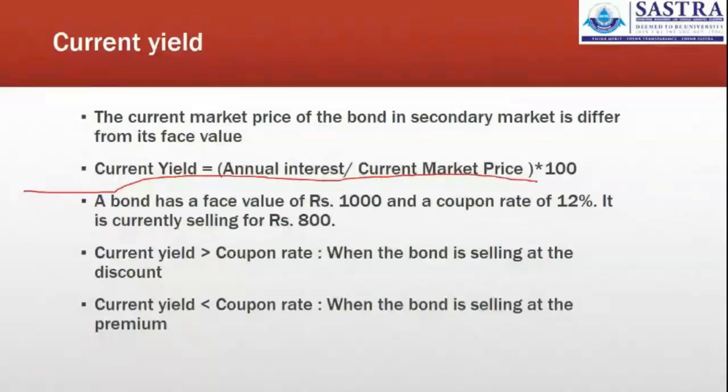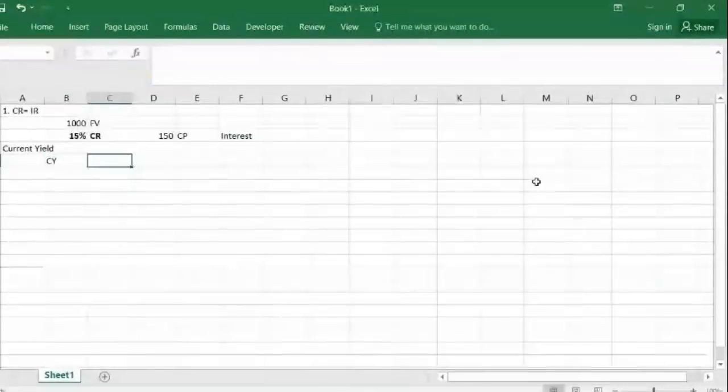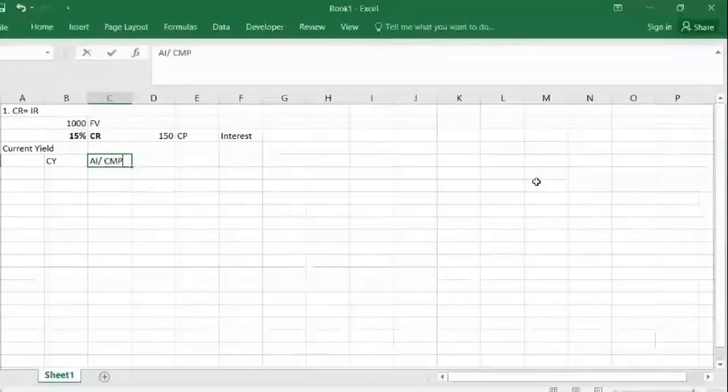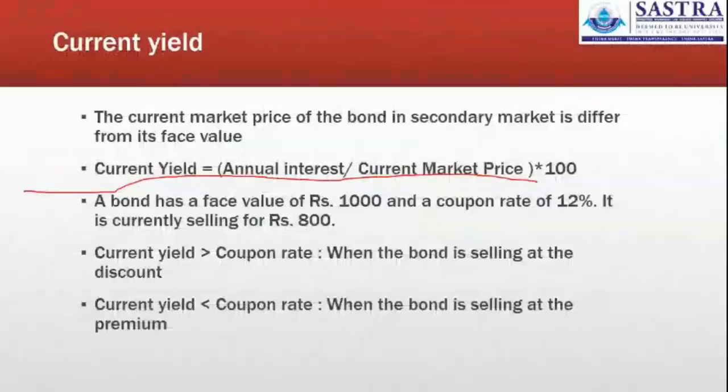The current yield is calculated as annual interest divided by the current market price of that instrument, multiplied by 100. Can we understand what exactly the rate, what exactly the payment, what exactly the current yield you have received?